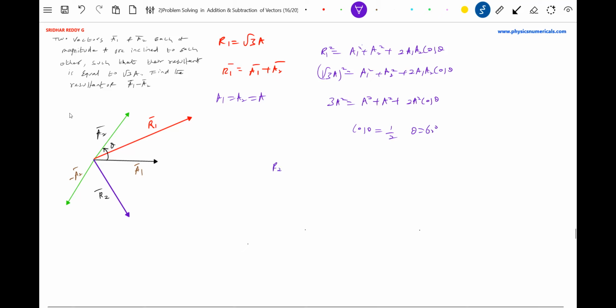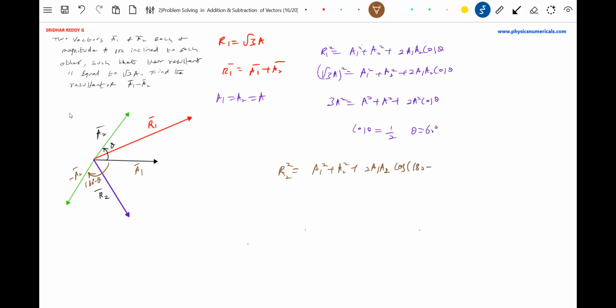R2 bar. What is the angle between A1 bar and A2 bar? I'm asking, what is this? If this is theta, this angle should be 180 degrees minus theta. So then the equation for R2 square is equal to A1 square plus A2 square plus 2A1A2 cos of 180 minus theta, as the angle is between A1 bar and minus A2 bar. This R2 is what we have to find out.